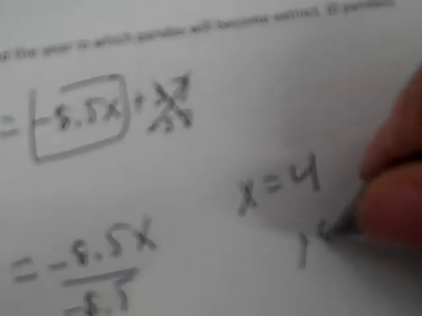So negative 37 divided by negative 8.5. That's going to be about 4. So 4 years, all right, is when they're going to become extinct. So they'll become extinct in 4 years. So if I keep going, it'll be in year 9, okay? But 4 years is how many years from the end they become extinct. Okay, next one. That's kind of a crappy problem that I wrote.